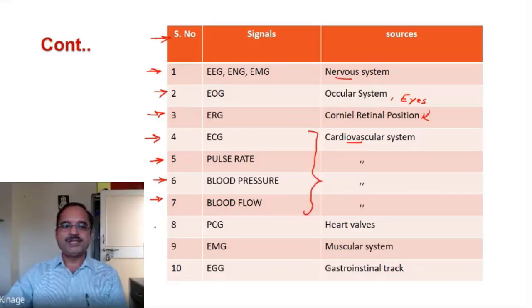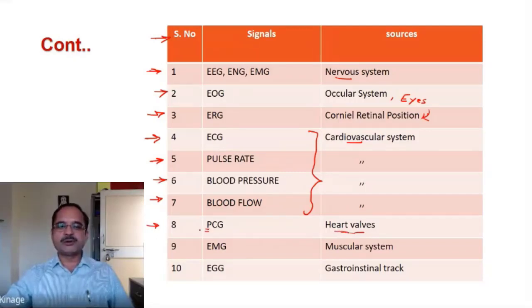Okay. Then PCG, related to the heart valves. P means phono. Just now in the previous slide we have seen PCG stands for phonocardiogram. Okay. So this is related to the movement of our heart valves. So movement of our heart valves, it generates some sound. So that is phonocardiogram. Then EMG, it is again related to the muscular system.